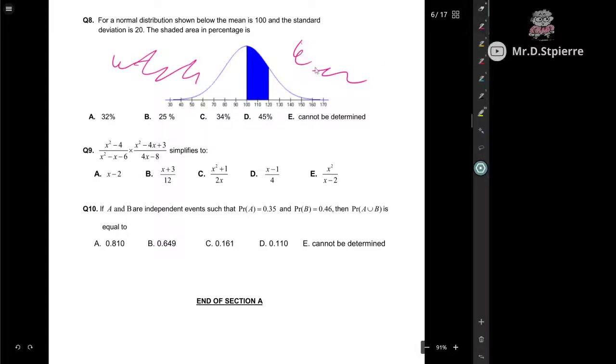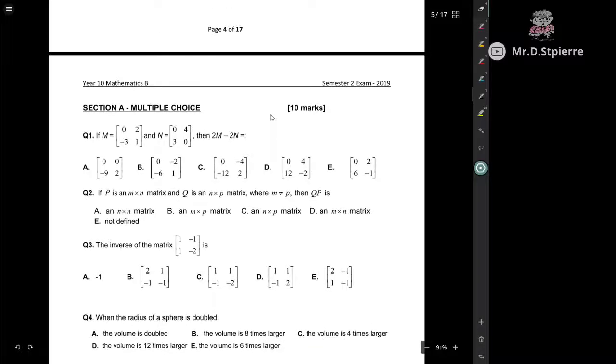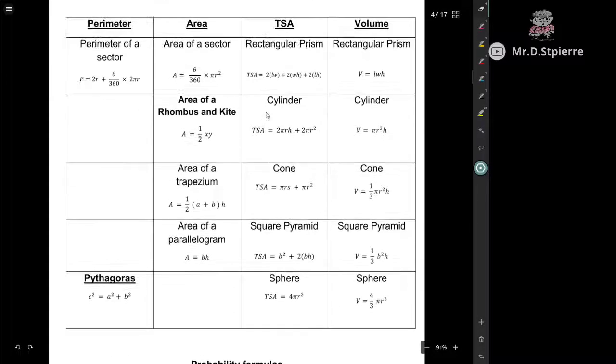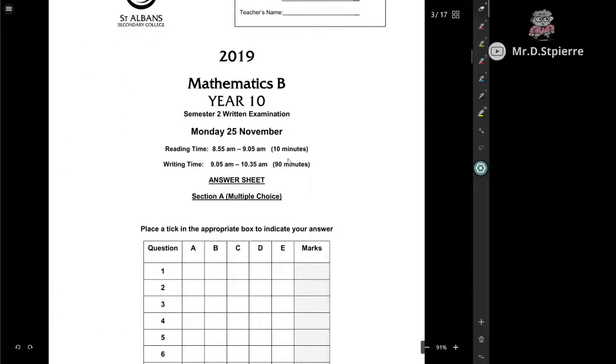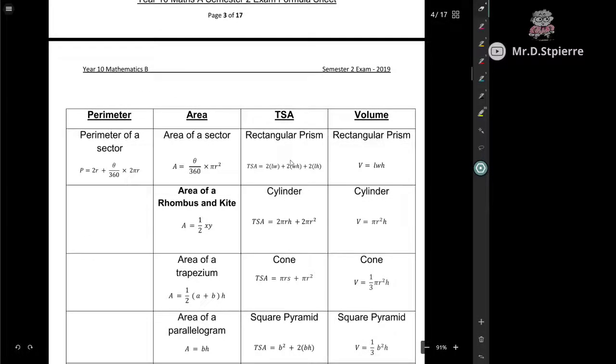Hello all and welcome to this first video in this series where we look at the 2019 Maths B exam as revision for our 2020 exam. The way these videos are going to work is I'll quickly go through the solutions to each question. This first video is just going to focus on the multiple choice questions.